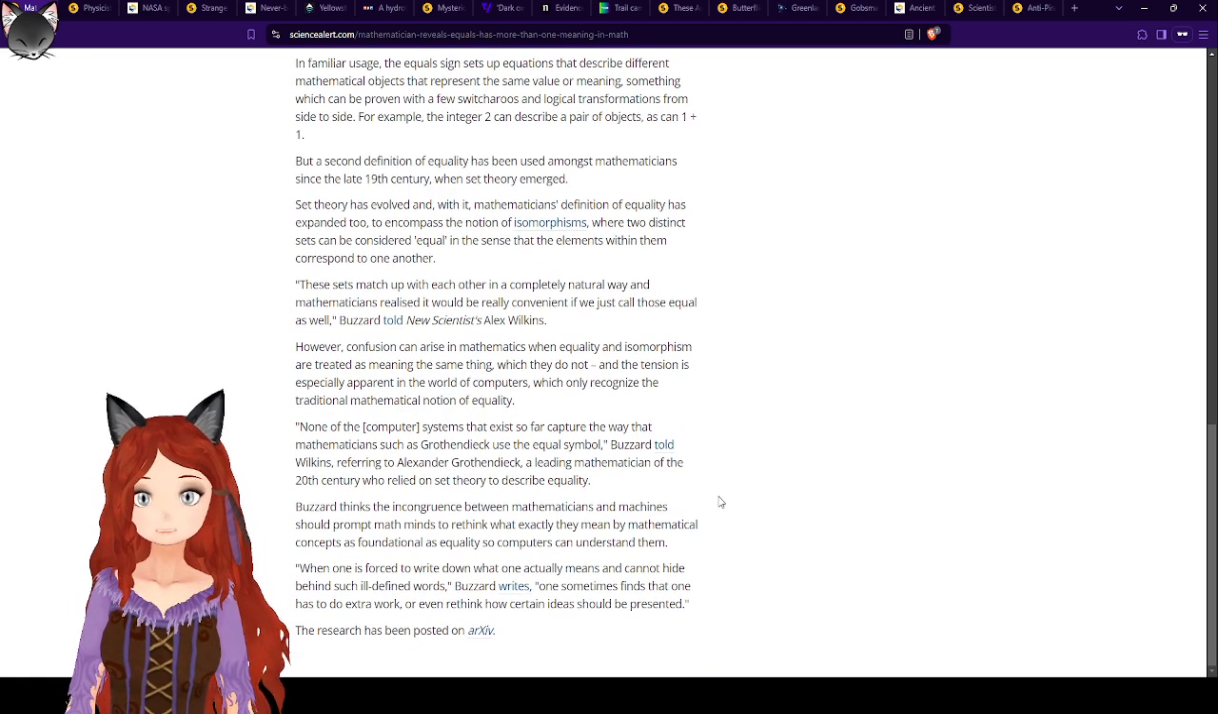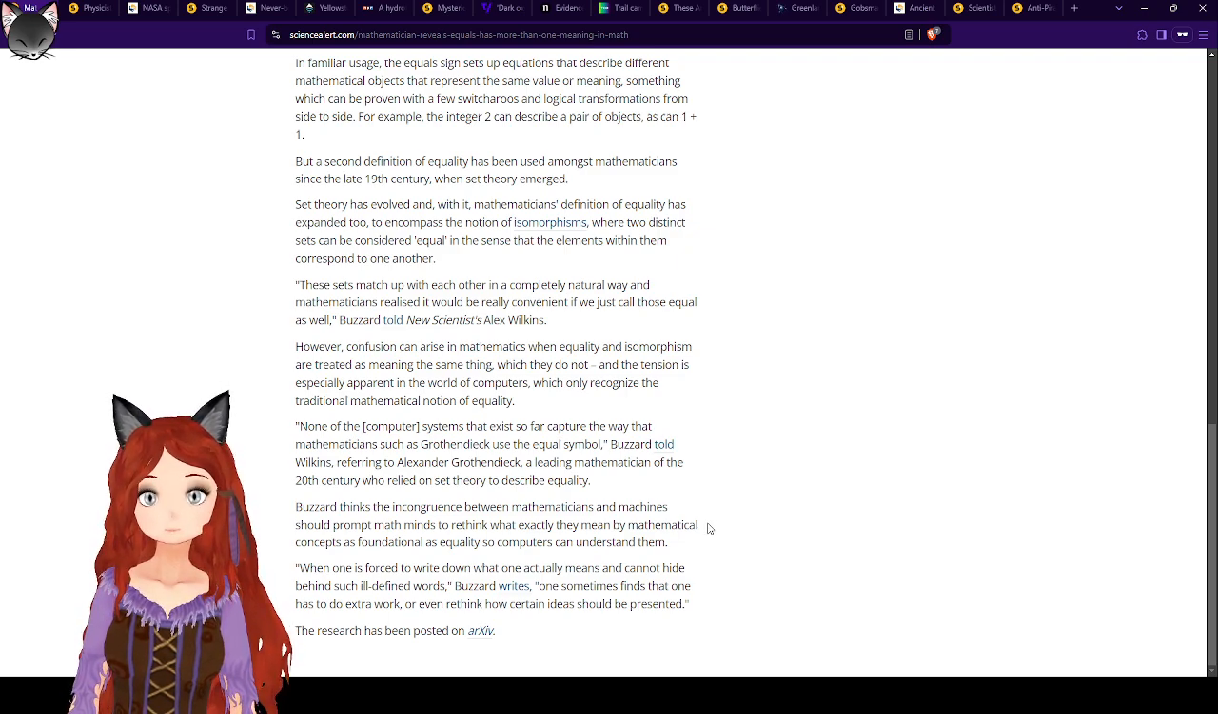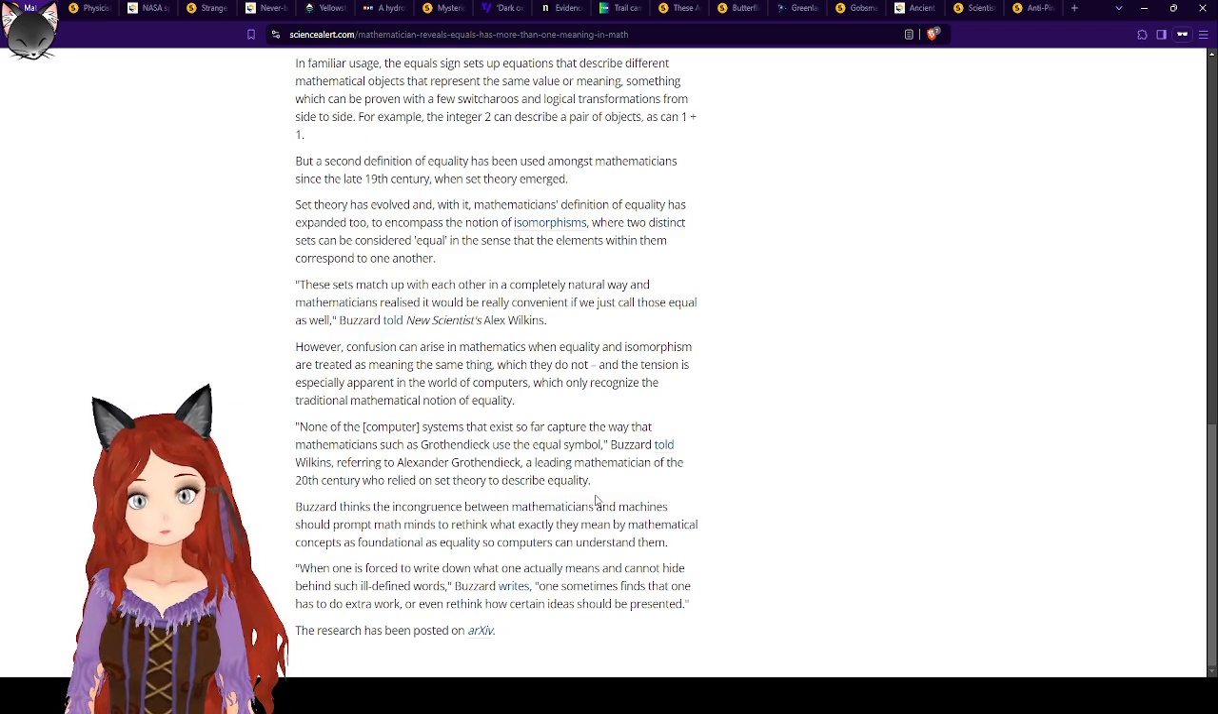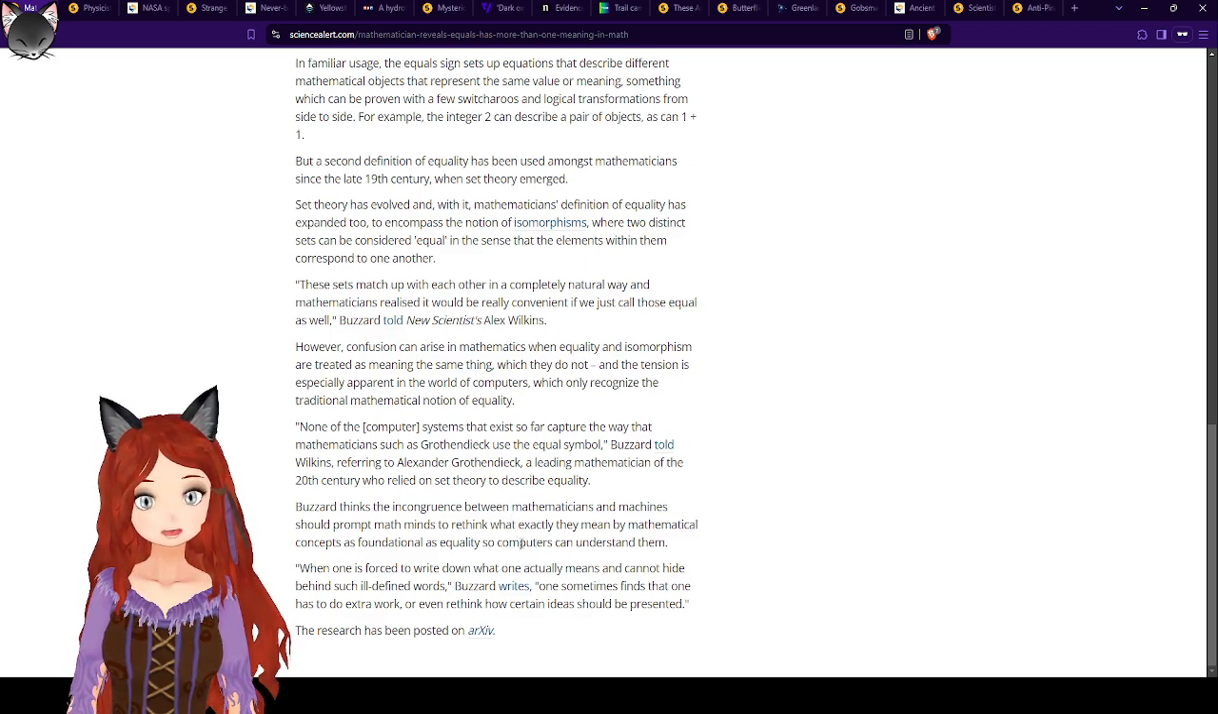Buzzard thinks the incongruity between the mathematicians and the machines should prompt math minds to rethink exactly what they mean by mathematical concepts as foundational as equality, so the computers can understand them. When one is forced to write down what one actually means and cannot hide behind such ill-defined words, one sometimes finds that one has to do extra work or even rethink how certain ideas should be presented.